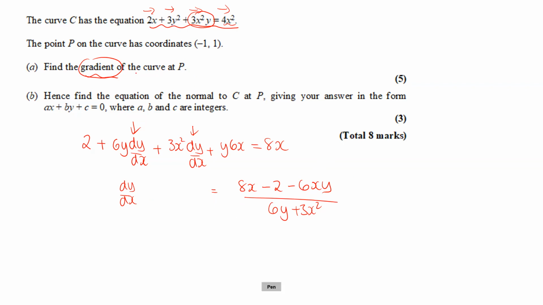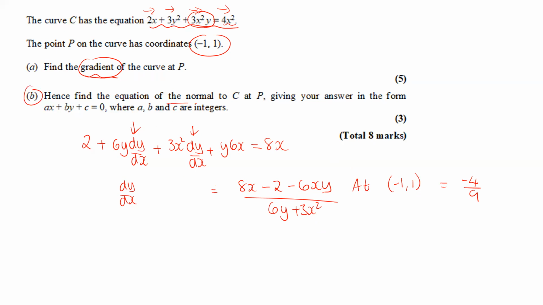Now we want the gradient at the point P. So now it doesn't matter that we've got x and y as top and bottom. At minus 1, 1, you just need to feed them in. And if you feed them in, that comes out to be minus 4 over 9. Everybody should be able to see, putting minus 1, 1 in, you'll get that it's minus 4 over 9.